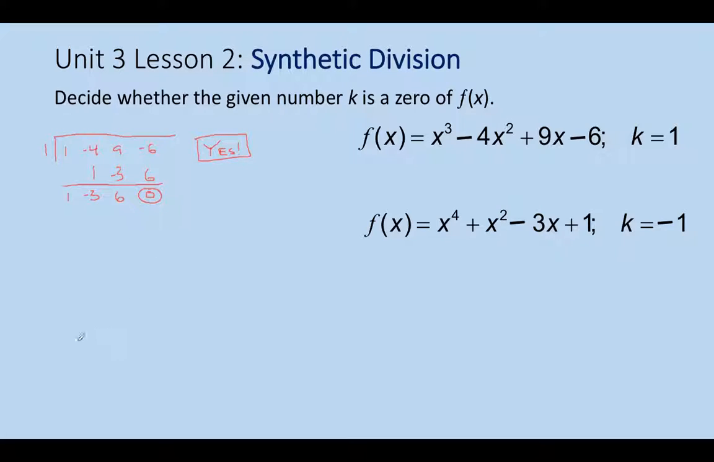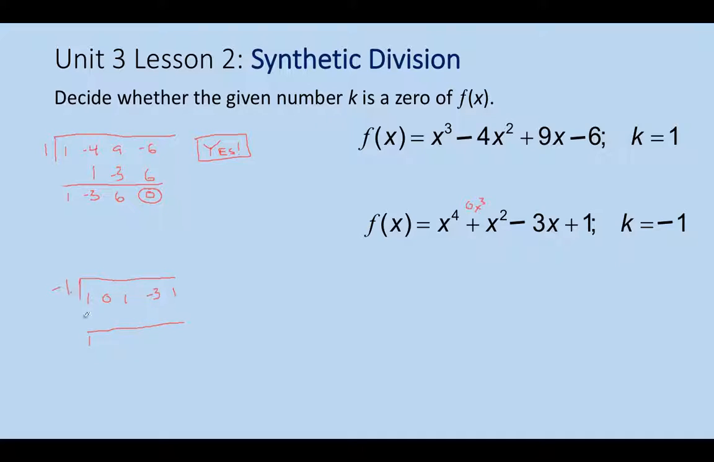All right, next one, just for fun, maybe you want to pause the video and see if you can do it on your own. We've got negative 1 right down here, and then it does look like we're going to need to throw in a 0 x to the third. So I've got 1, 0, 1, negative 3, and positive 1. All right, so again, if my remainder is 0, it's a solution. If it's not 0, anything but 0, it's not a solution.